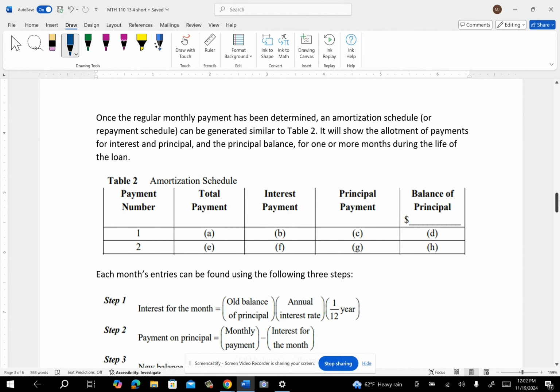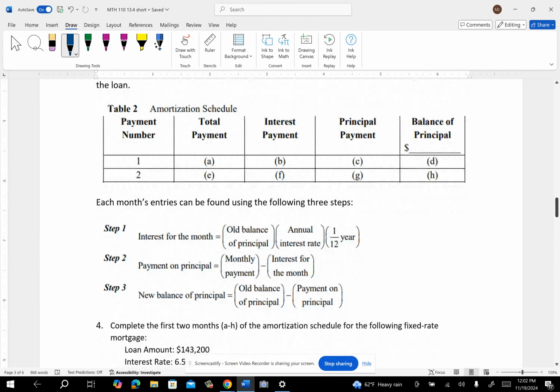What the amortization schedule does is it shows you the breakdown: how much of that mortgage payment goes towards paying off the interest that you owe and how much goes towards paying down the principal, the amount that you borrowed. I'm going to show you this, but this is not something that you're actually going to be tested on.